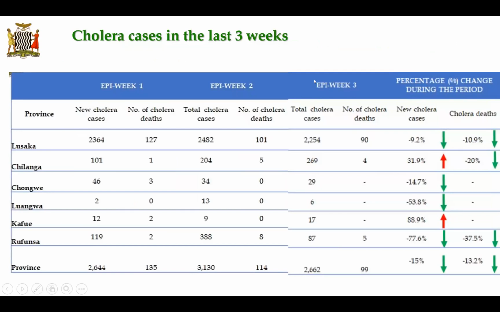So these are cholera cases in the last 3 weeks. Just looking at epi weeks 1 through 3, you see how the dynamics have quickly changed in terms of the numbers and how the districts have been affected. As I said, we have a mix of our community. I will not delve too deep into the country level data, but we can move on to the next slide and discuss from there.